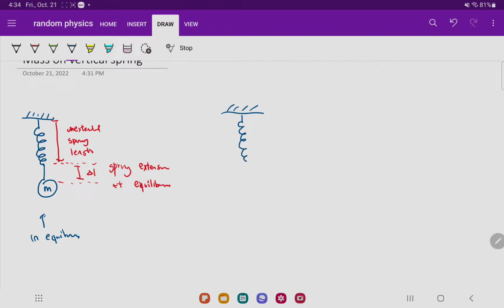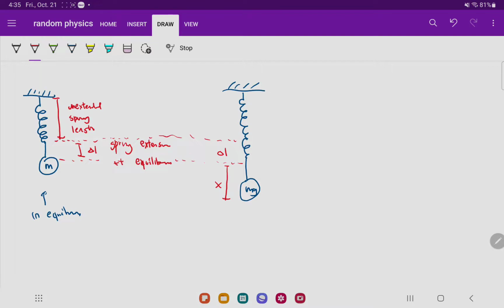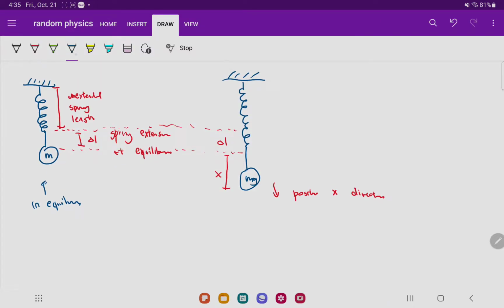Same thing, spring. Let's go down even a bit more. So mg, and then we call this distance. Let's extend this right here. This is L, which is the spring extension at equilibrium. Now we have some displacement x that goes down, right? Say you somehow pull the mass down a little bit, it has some displacement which we call x, and we also need to know that this is the positive x direction. So how are you going to write a differential equation in this case?